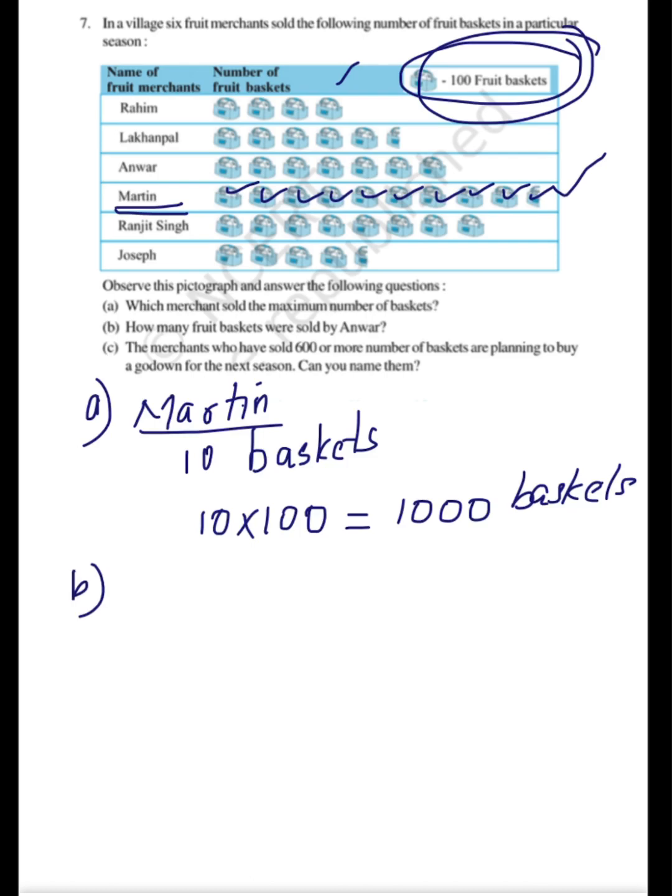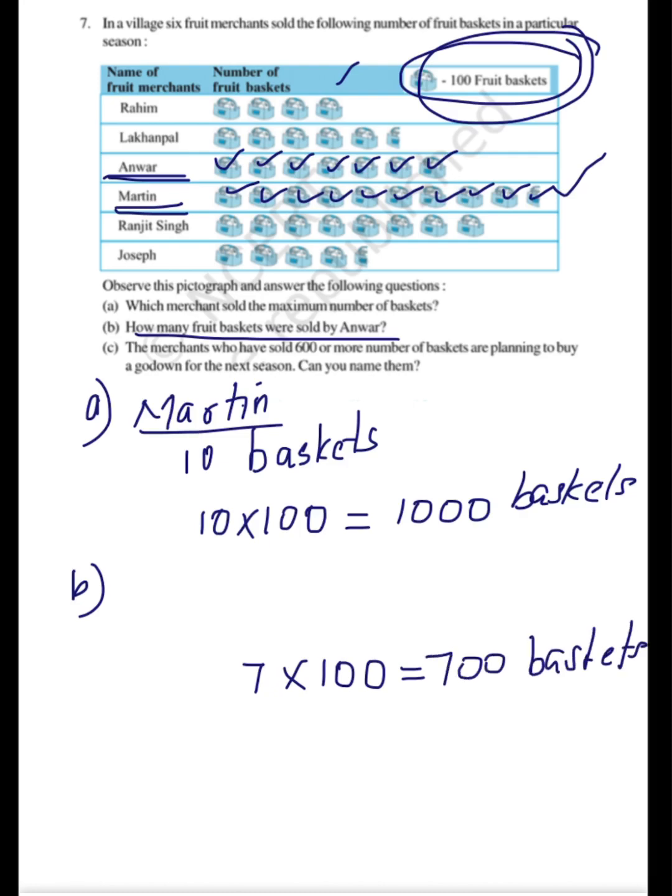Now let's see B. How many fruit baskets were sold by Anwar? Where is Anwar in this picture? Here you can see Anwar. So you have to count the number of fruit baskets sold by Anwar. 1, 2, 3, 4, 5, 6, 7. 7 means 7 into 100, which is equal to 700 fruit baskets. So 700 fruit baskets are sold by Anwar.